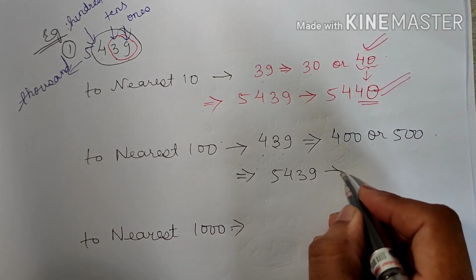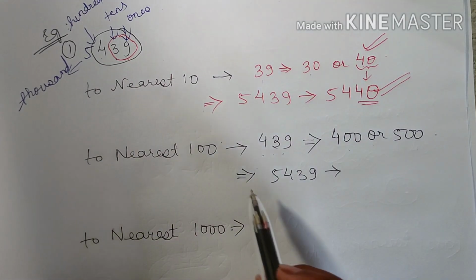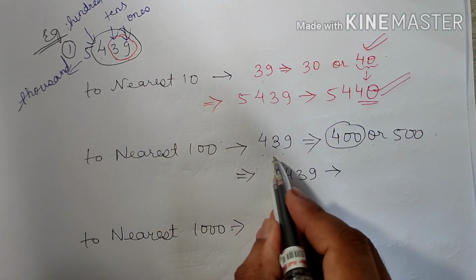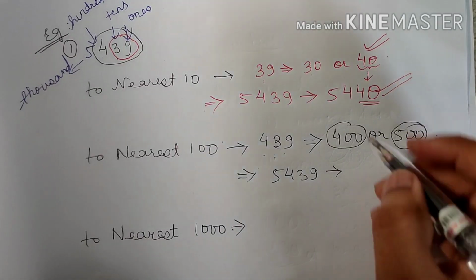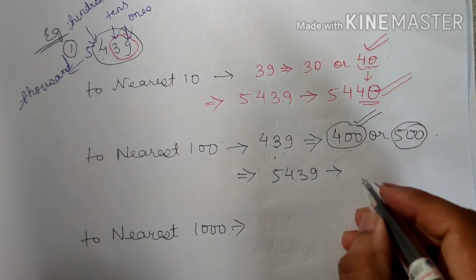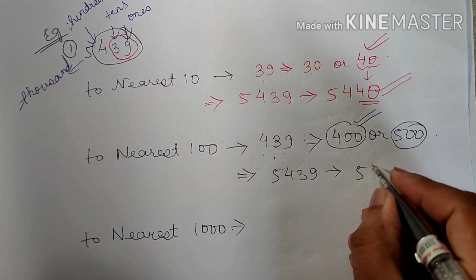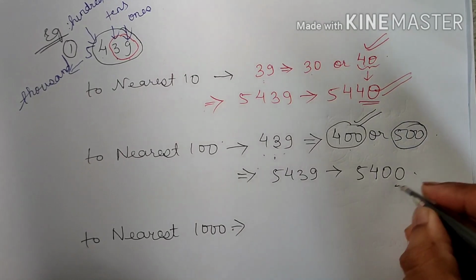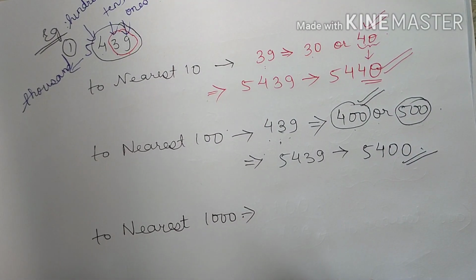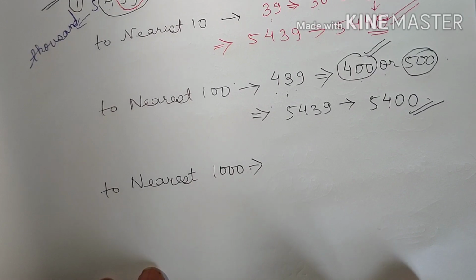5439 can be rounded off as, how will you replace? Is 400 nearer to 439 or 500? Obviously 400, isn't it? So you can replace it as 5400. This will be the answer when we round off. Okay, hope you are understanding.